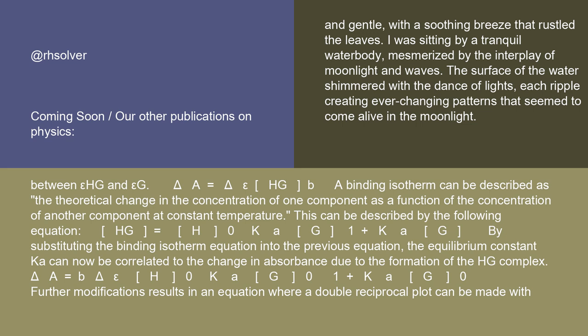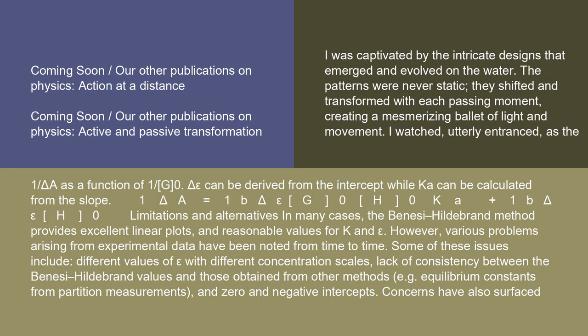Further modifications result in an equation where a double reciprocal plot can be made with 1/delta A as a function of 1/G0. Delta epsilon can be derived from the intercept, while K_A can be calculated from the slope. 1/delta A equals 1/(b delta epsilon H0 K_A) times 1/G0 plus 1/(b delta epsilon H0).